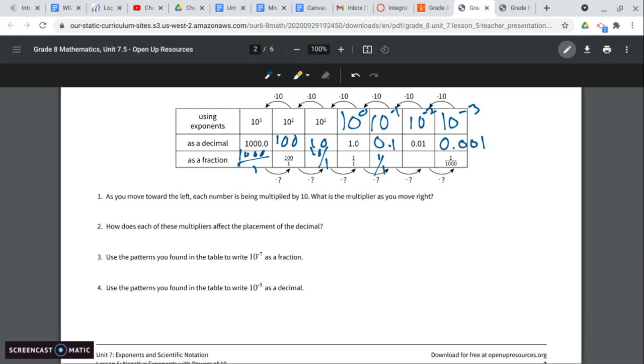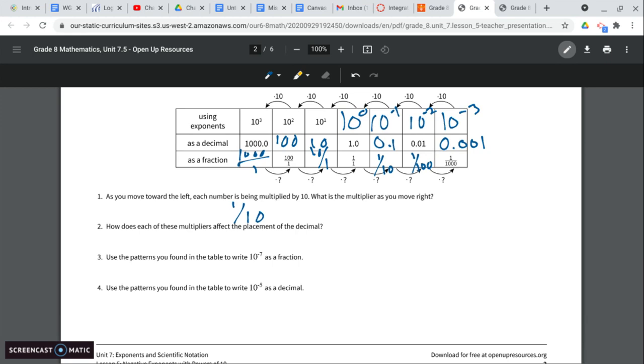So this would be 1 over 10, and this would be 1 over 100. So anytime we have a negative exponent, instead of having 10 to the second, which would be 100, we do 1 over 10 to the second, which gives us 1 over 100. As you move toward the left, each number is being multiplied by 10. What is the multiplier as you move right? As we move to the right, it's 1/10, so we're multiplying by 1/10 or dividing by 10.